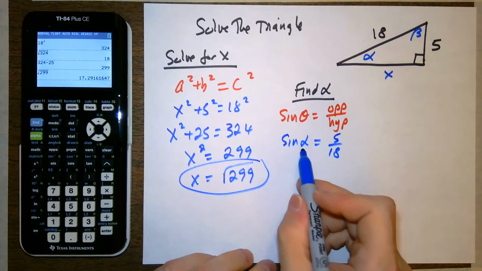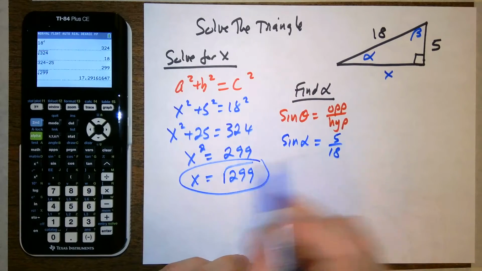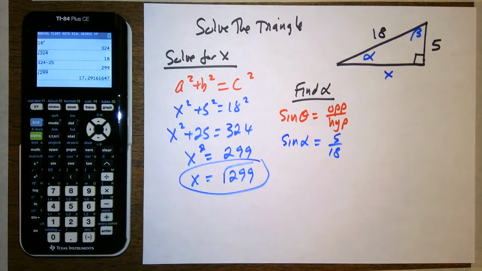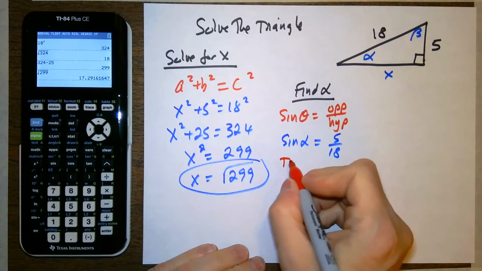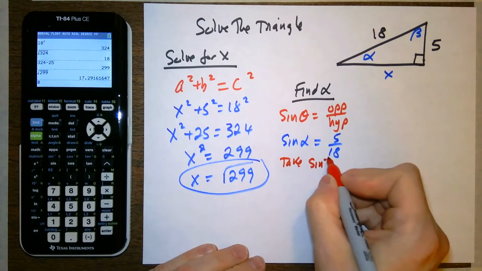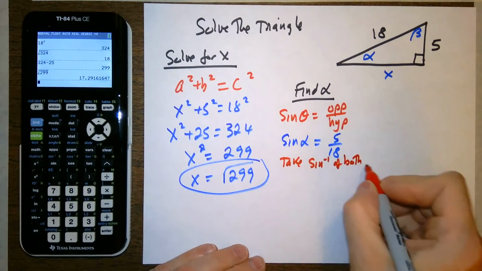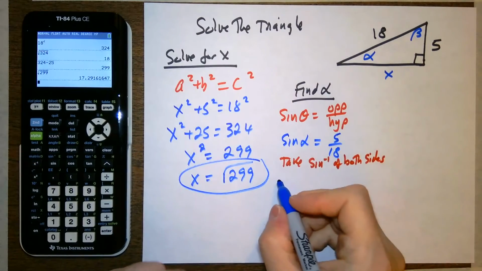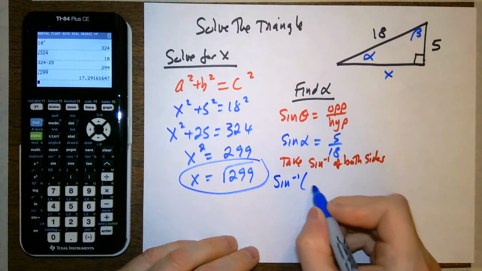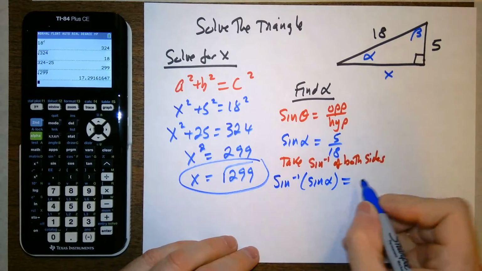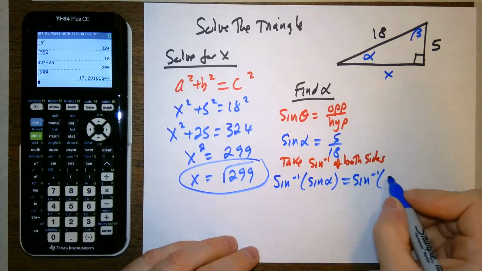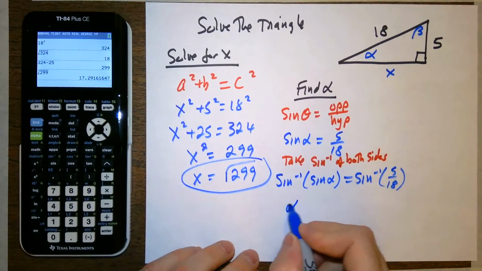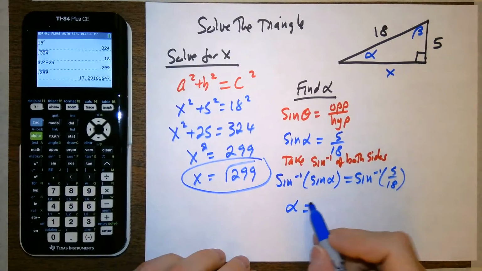So what angle has a sine of 5/18? I'm going to ask the calculator that. And how I'm going to do that is inverse operations. So what we're going to do here is take the inverse sine of both sides. That's going to look like this. The inverse sine of the sine of alpha equals the inverse sine of 5/18. Inverse and sine cancel each other out. Alpha is going to equal, and I want my angle in degrees.